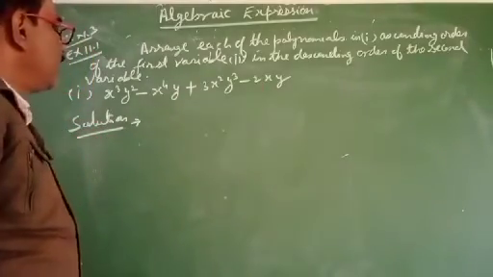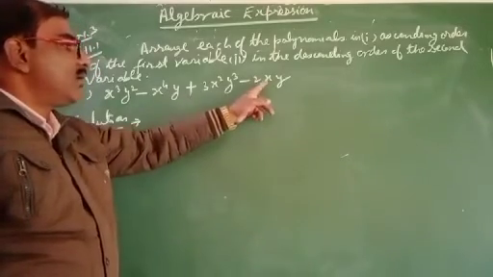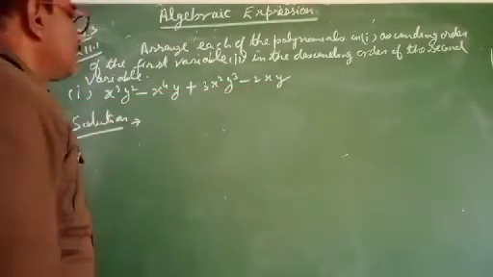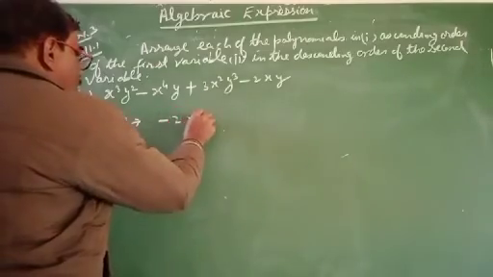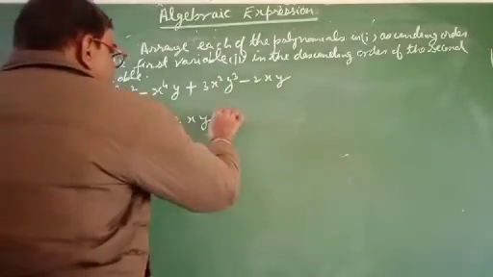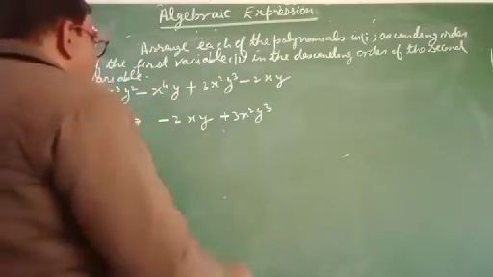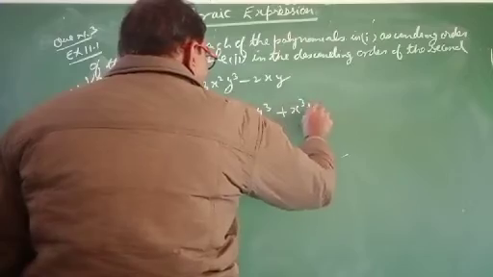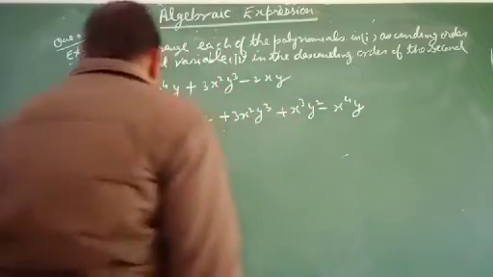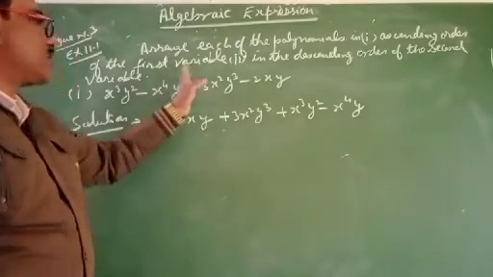So first of all, I will find the least power of x. Here the power of x is 1, so first of all I will write minus 2xy. Now here the power of x is 2, therefore I will write plus 3x square y cube. After this I will write x cube y square, and after this I will write x to the power 4 y. Here this is arranged in the ascending order of the first variable.